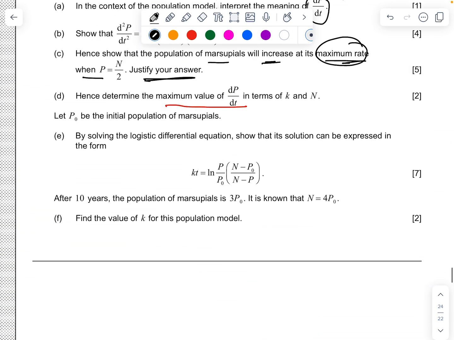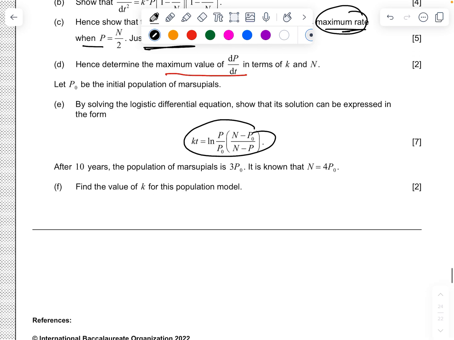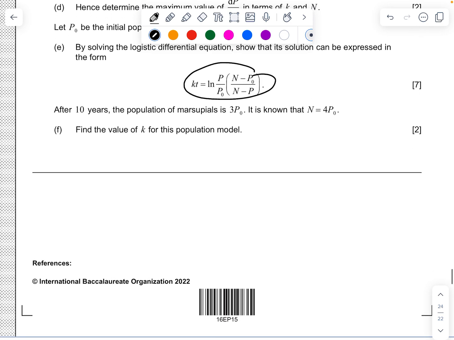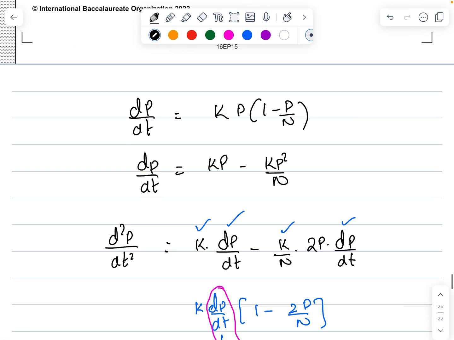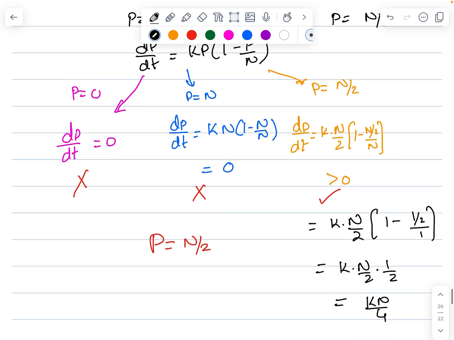Next, by solving this differential equation. So we have to solve this differential equation so that the solution can be obtained. So we need to solve the differential equation and get that answer. So let us start again in a fresh page.